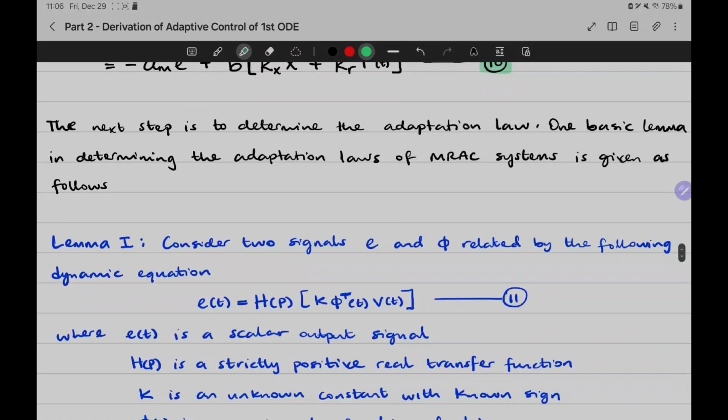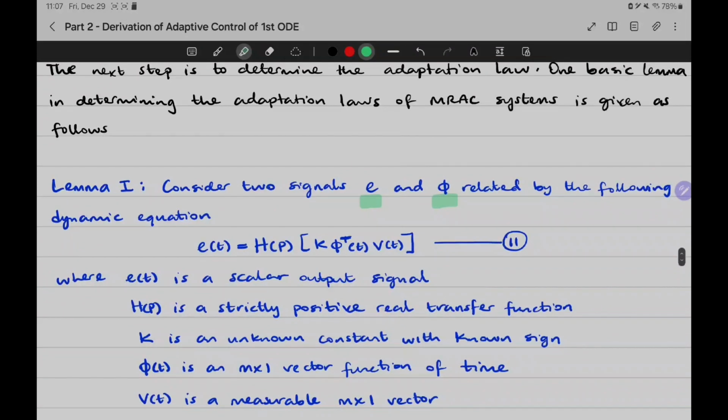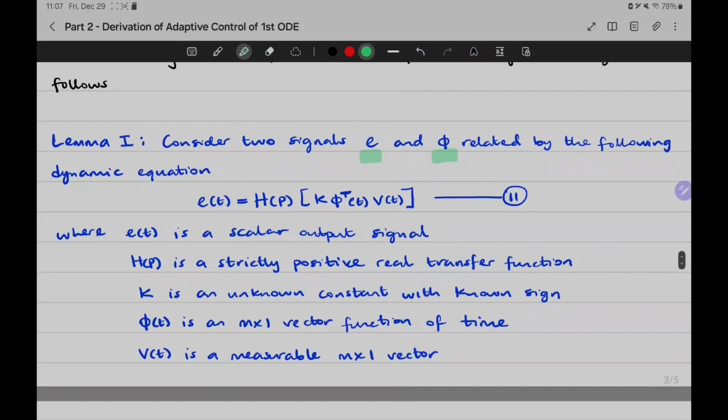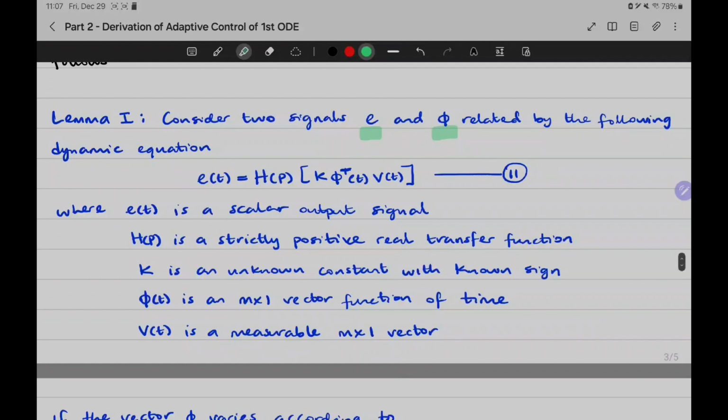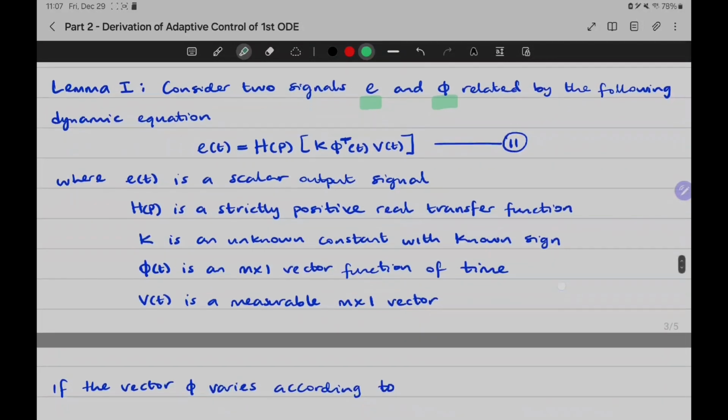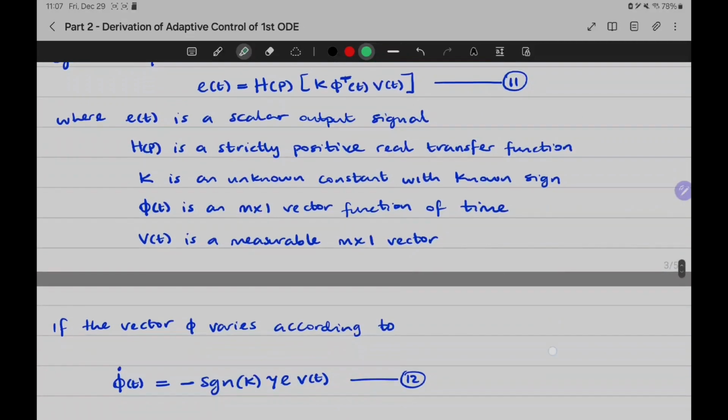And essentially, it considers two signals, E and psi. They are related by this equation, where E of t is a scalar output, H of p is a strictly positive real transfer function, and you have k as an unknown constant with a known sign. And psi of t is an m by 1 vector function of time. V of t is a measurable m by 1 vector.